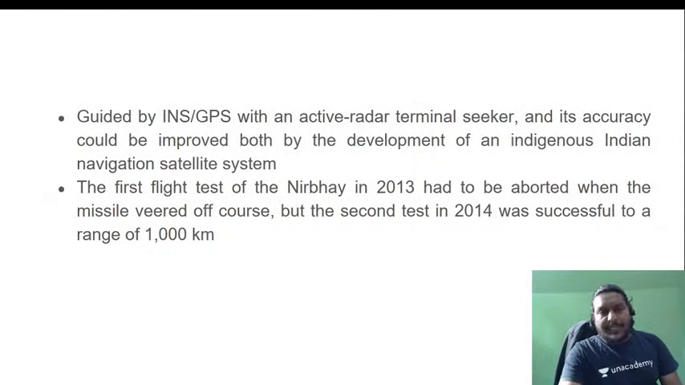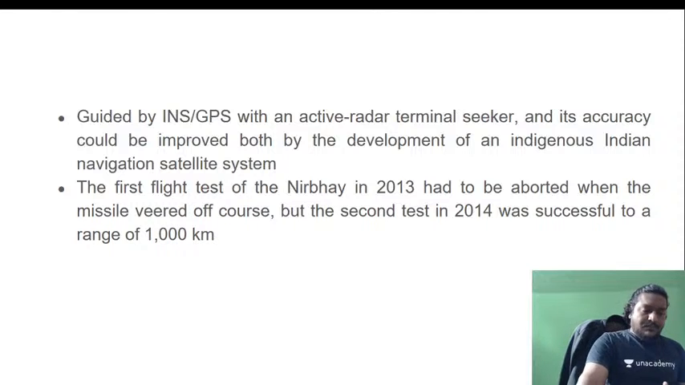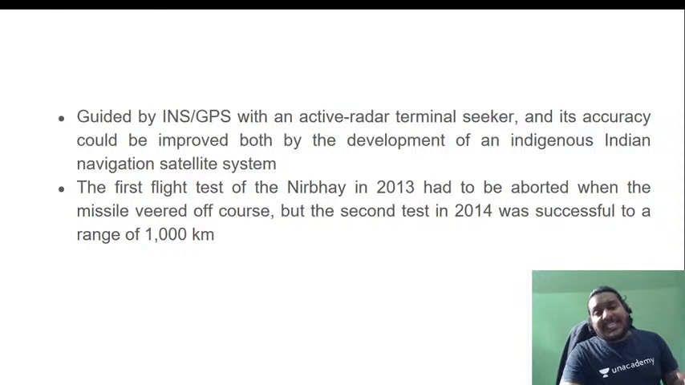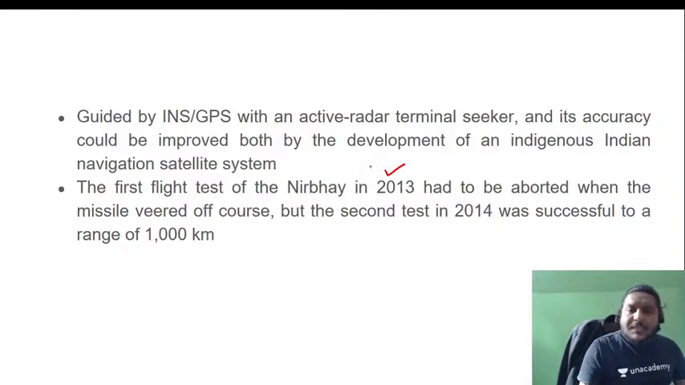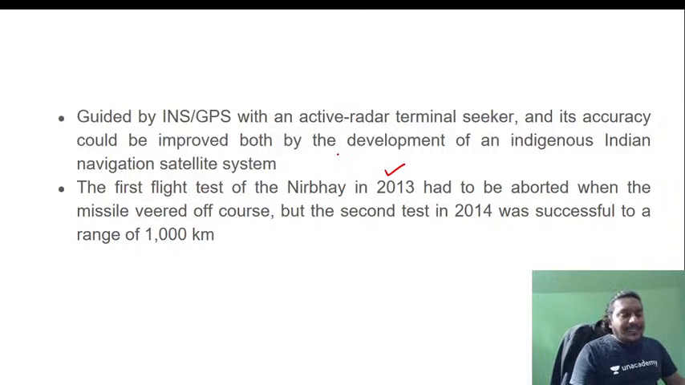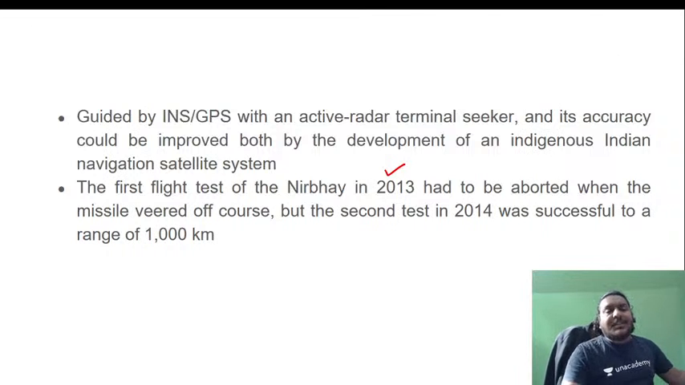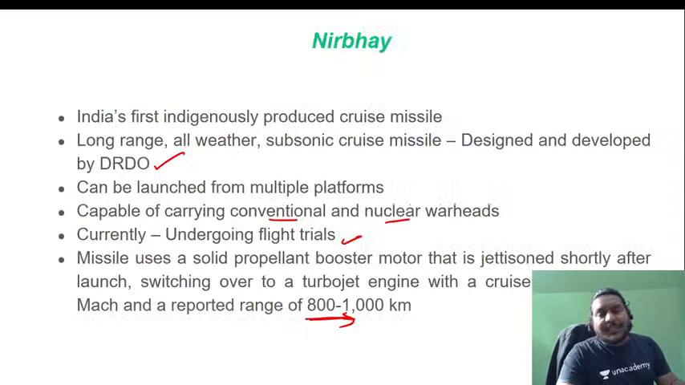That is Nirbhay. It has GPS. It has an active radar terminal seeker. It could be improved much more as we go further. The first test flight of Nirbhay was done in 2013, but it did not go well. But the second test was conducted in 2014, which was very successful with a range of about 1000 kilometers. That is something which Nirbhay has been able to do.